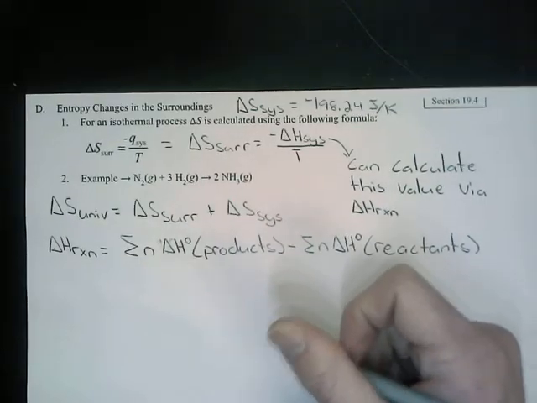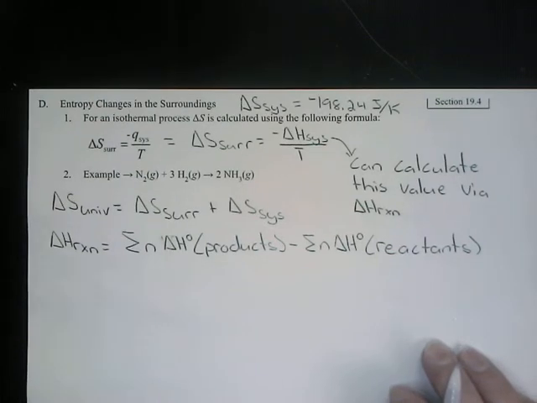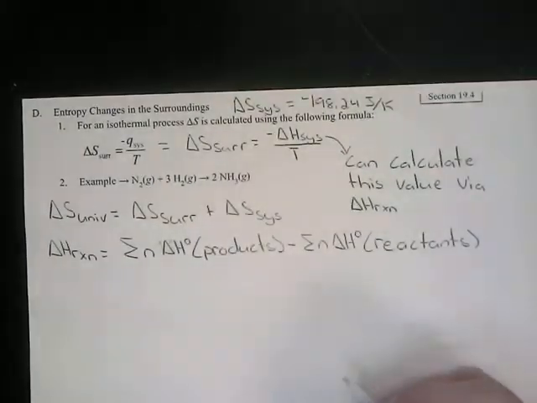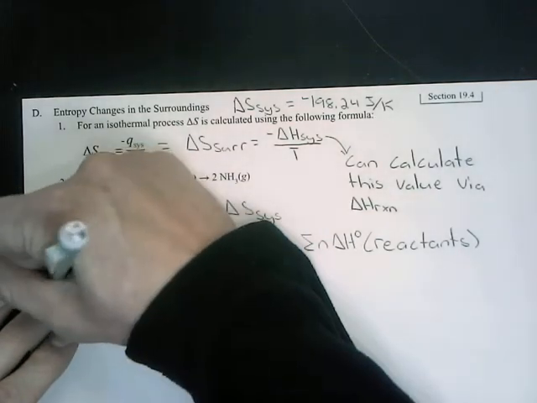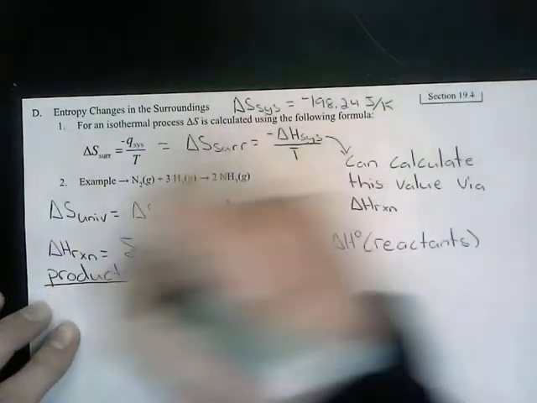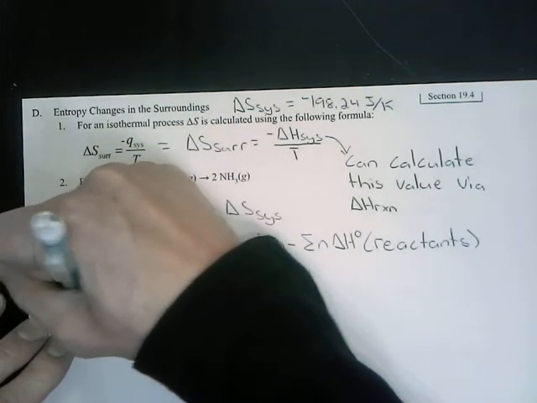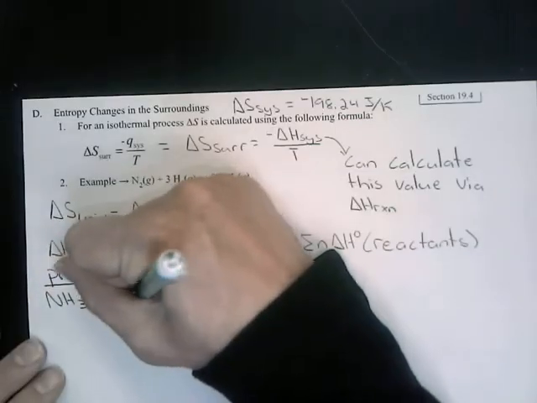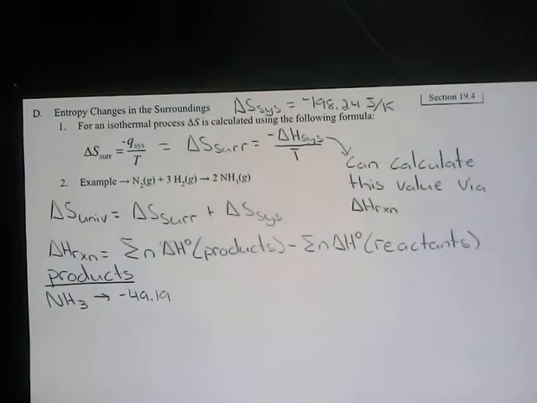Now, these values are delta H values, and we get them from our chart, but now we have to deal with delta H. So here we go on this one. Our product, in this case for this same reaction, is NH3. NH3 is a gas. We look at that first chart: negative 46.19.